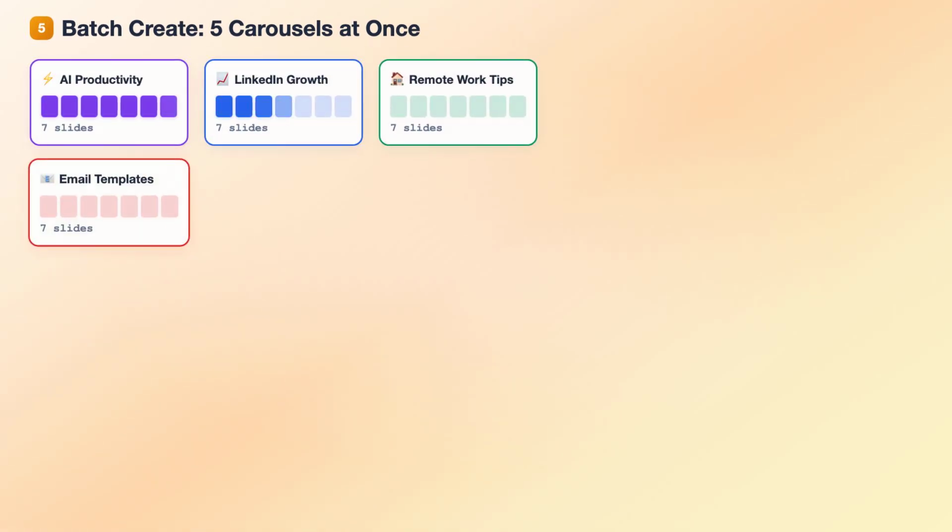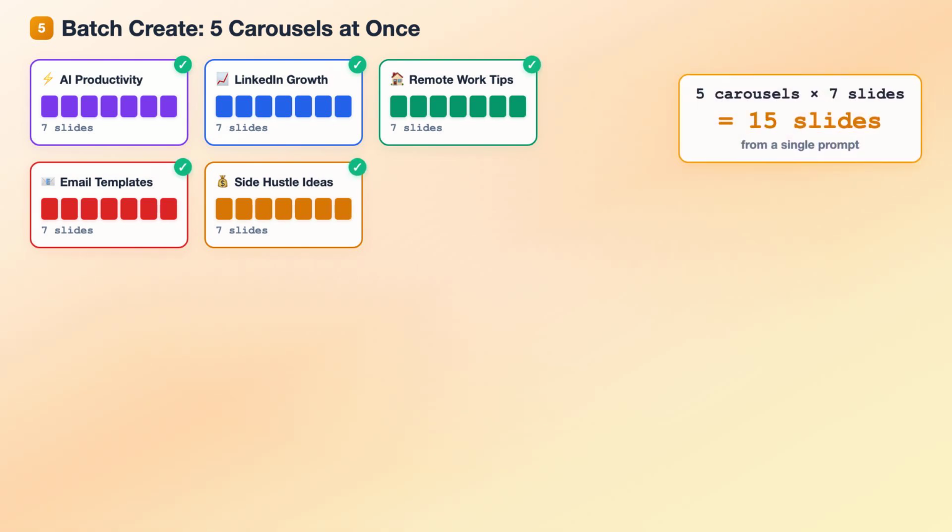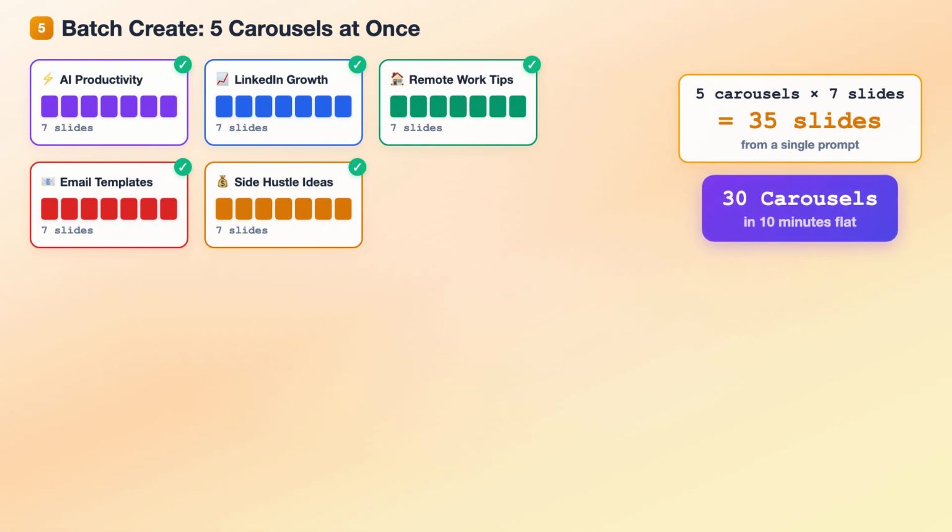Here's where it gets insane. Say, now, create 5 more carousels on these topics, and list 5 different subjects. Claude generates all 5 in a single response. Each one fully structured, branded, ready to post. That's 35 slides from one prompt. Do this 6 times and you have 30 carousels, a full month of content in under 10 minutes.